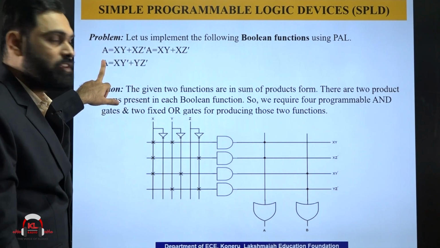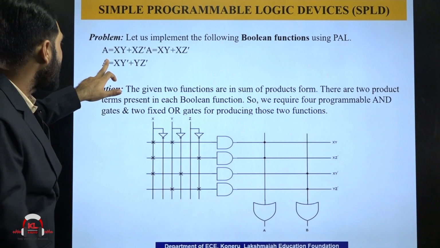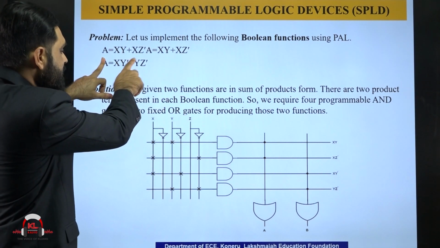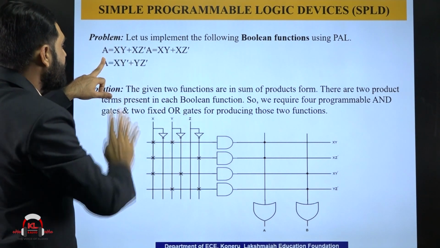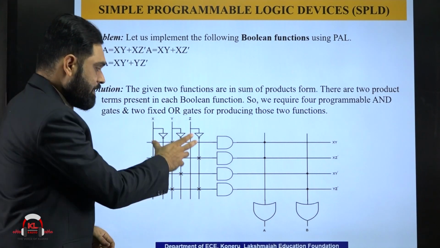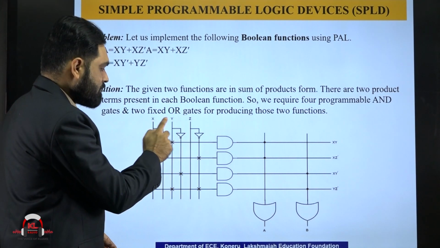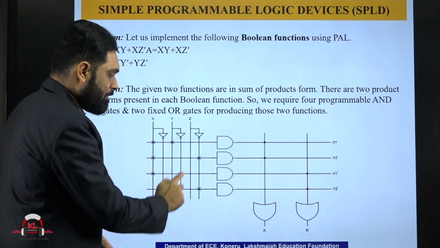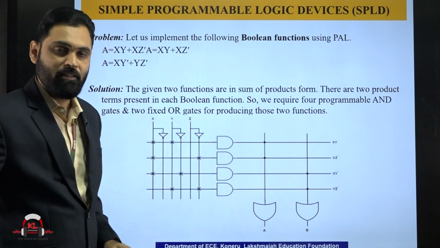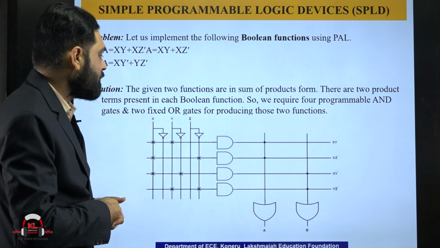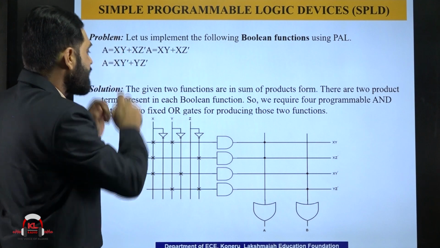If you want to implement these two, look here: on the OR gate side these things are already fixed. That is why we have taken inputs like this: x, y, z, x bar, y bar, z bar, all combinations are taken, and on the input side we have the flexibility, we have to connect x, y.